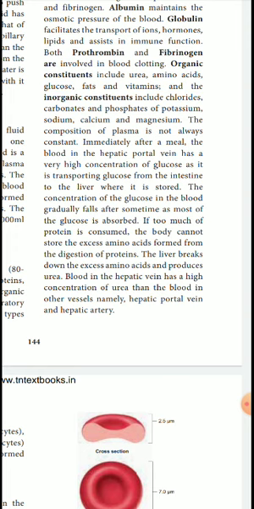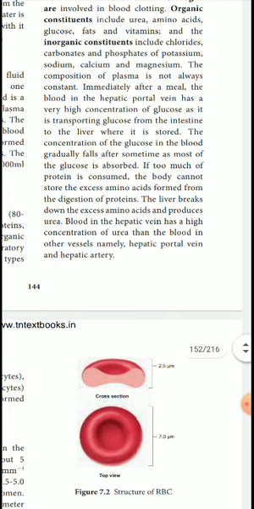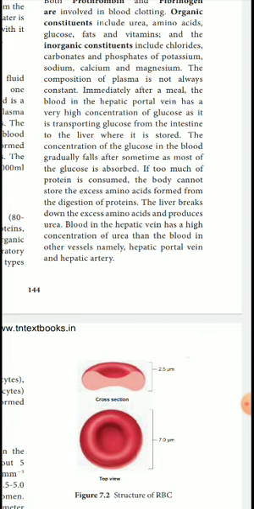The composition of the blood is not always constant. Immediately after a meal, the blood in the hepatic portal vein has a very high concentration of glucose, transporting the glucose from the intestine to the liver where it is stored. Sometimes the glucose absorbed depends on protein consumption. If you are consuming more protein, the glucose will be absorbed. But if your glucose level is low, it also depends upon the absorption of glucose and protein. Did you understand what I told?